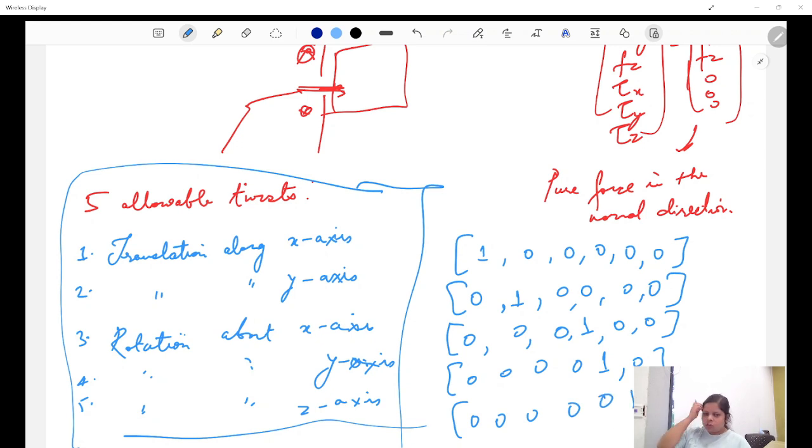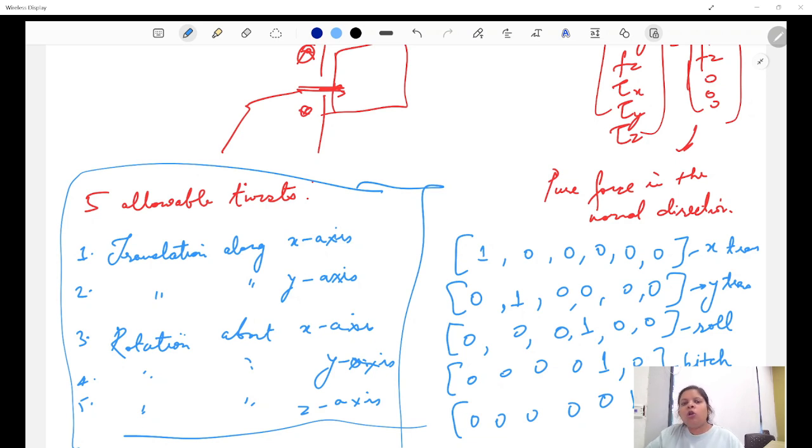Right? So this is your X translation. This is your Y translation. This is your roll, which is rotation about the X. This is your pitch, which is rotation about Y. And this is yaw, which is rotation about Z.